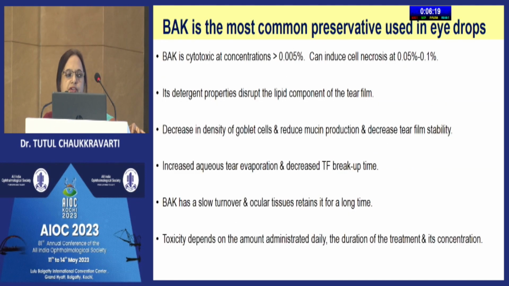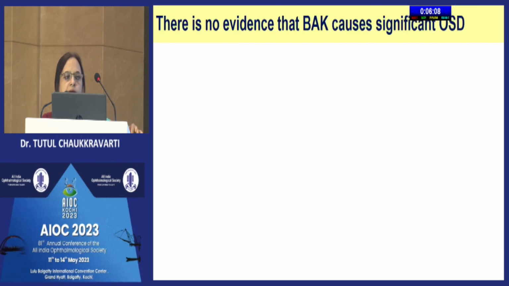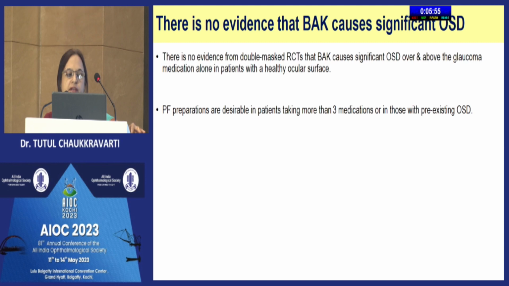Now, BAC is cytotoxic, as we all know, at a concentration of more than 0.005%. Now, tafluprost and Tavatan are without BAC. However, there is another view. Now, there is no evidence from double masked RCTs that BAC causes significant ocular surface disease over and above glaucoma medication alone in patients with a healthy ocular surface.